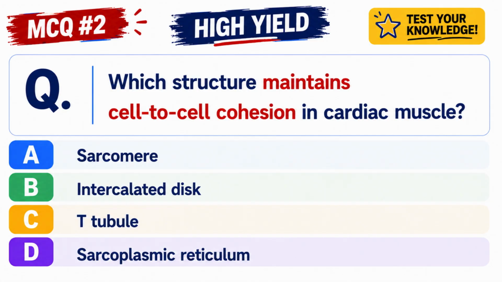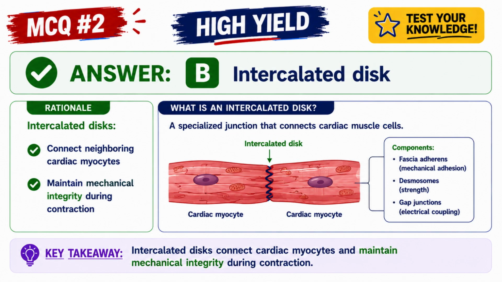Question 2. Which structure maintains cell-to-cell cohesion in cardiac muscle? A. Sarcomere, B. Intercalated disc, C. T-tubule, D. Sarcoplasmic reticulum. The answer is B. Intercalated disc. Here's why. Intercalated discs are specialized junctional complexes that connect neighboring cardiac myocytes end to end.